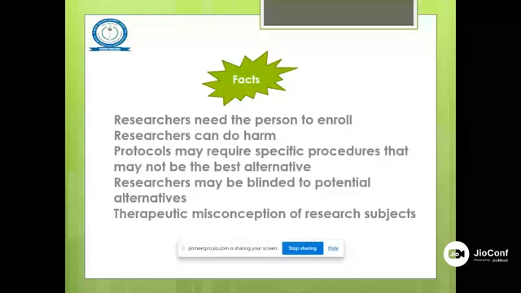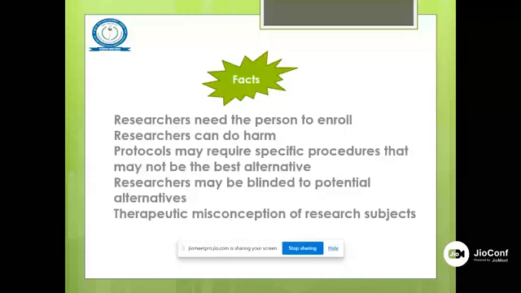So why informed consent? There are certain facts related to the conduct of any kind of research that researchers need the person to enroll. So any research that involves human subjects, you need to enroll the participants.